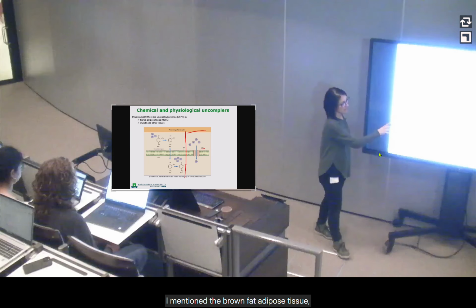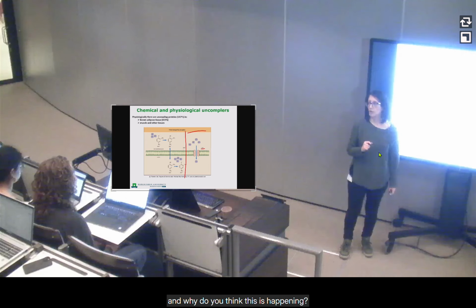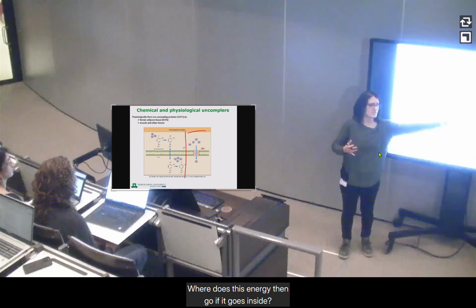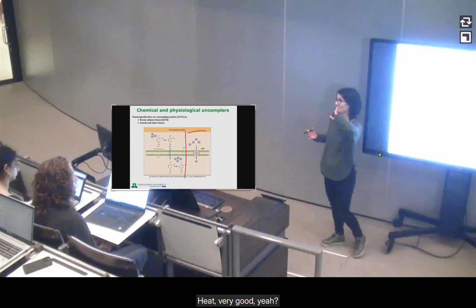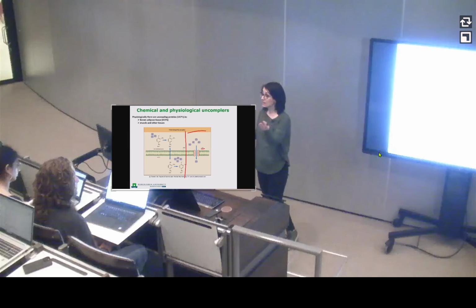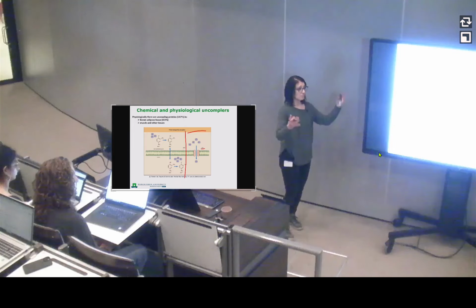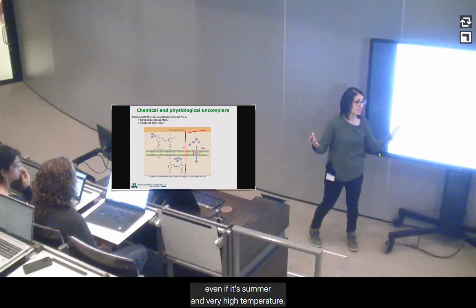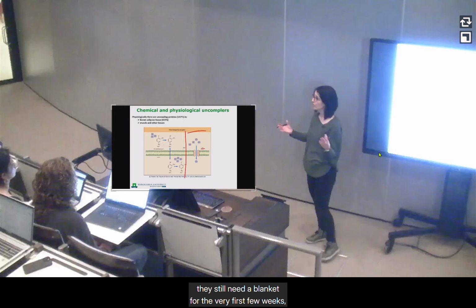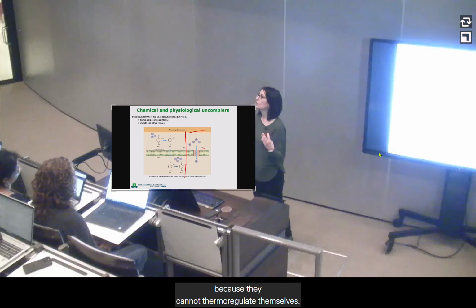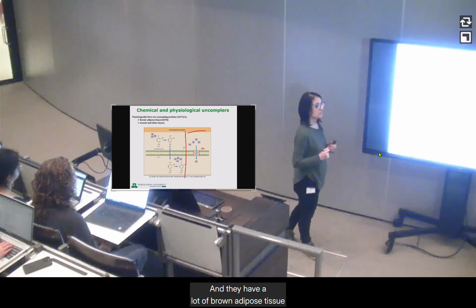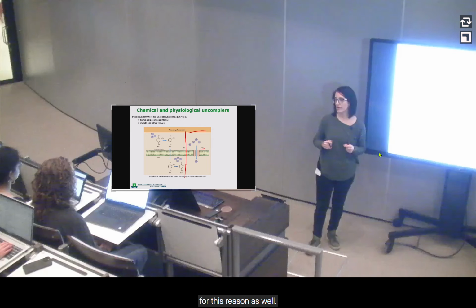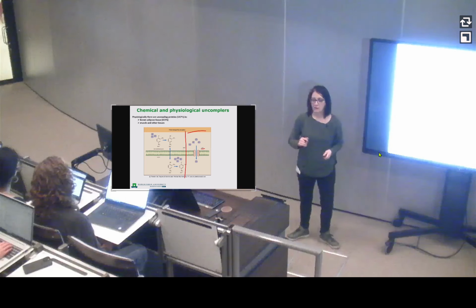And this is indeed, I mentioned the brown adipose tissue. And why do you think this is happening? Where does this energy then go if it goes inside? What do you think? Heat. Very good. Yeah? Babies, when they are born, even if it's summer and very high temperature, they still need a blanket for the very first few weeks because they cannot thermoregulate themselves. And they have a lot of brown adipose tissue for this reason as well. And then normally with age it declines.